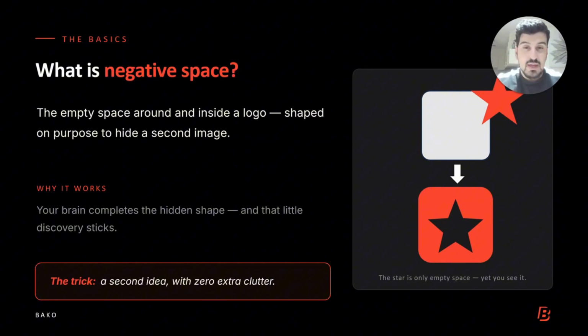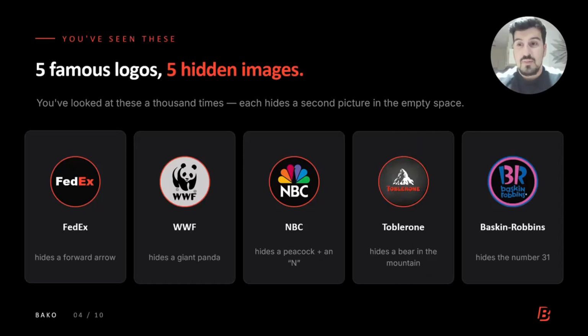We can go through some examples of famous logos, and I'll show you some of my own examples that I've implemented in my designs. We'll talk about what you can do to come up with your own designs and the key behind it as well. These are 5 examples of famous logos with 5 hidden meanings, and we'll be covering each one. I'm pretty sure you've seen most of these as well.